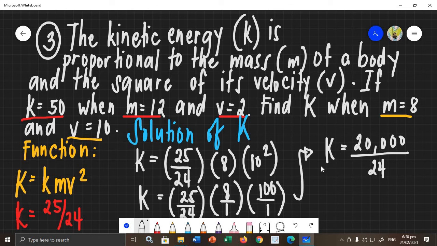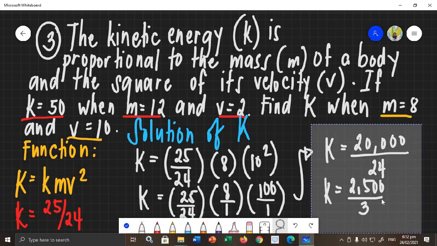Kapag word problem, it can be fraction or it can also be in decimal form. So, tatanggapin ko kahit alin doon sa dalawa. So, if we simplify, 20,000 over 24, it is equal to 2,500 over 3. So, basically, dinivide lang natin siya sa common factor nila, which is 8. Okay? Kaya nakuha natin 2,500 over 3.